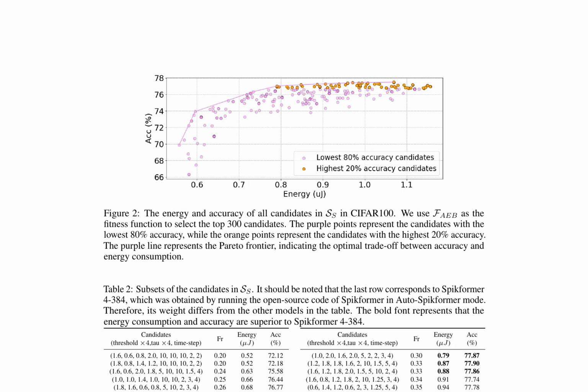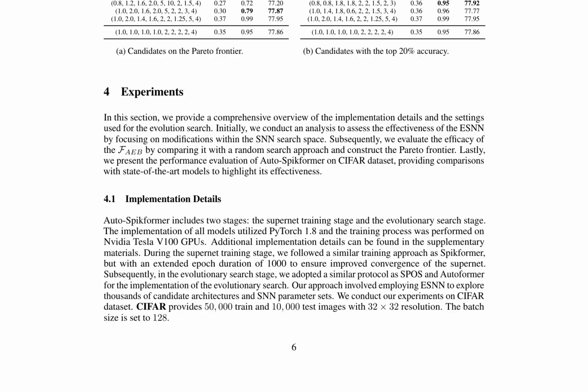Figure 2 illustrates the optimal trade-off, where models like Spikformer 4384, generated using Auto-Spikformer, demonstrate superior performance. Table 2 presents a subset of these candidates, showcasing the energy accuracy spectrum. Notably, certain models outperform others in terms of energy consumption and accuracy, highlighting the importance of careful model selection.